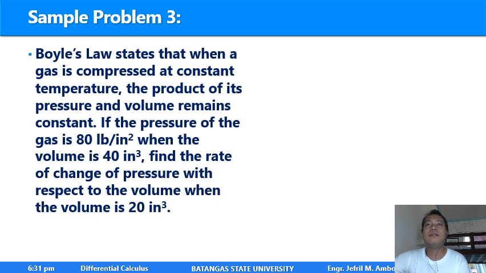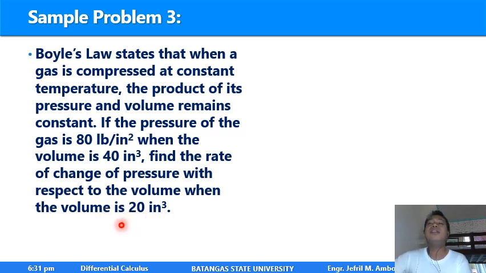So this is problem 3. Let us read the problem. Boyle's law states that when a gas is compressed at constant temperature, the product of its pressure and volume remains constant. So the product of the pressure and the volume remains constant. If the pressure of the gas is 80 psi, pounds per square inch, when the volume is 40 cubic inches, find the rate of change of the pressure with respect to the volume when the volume is 20 cubic inches.